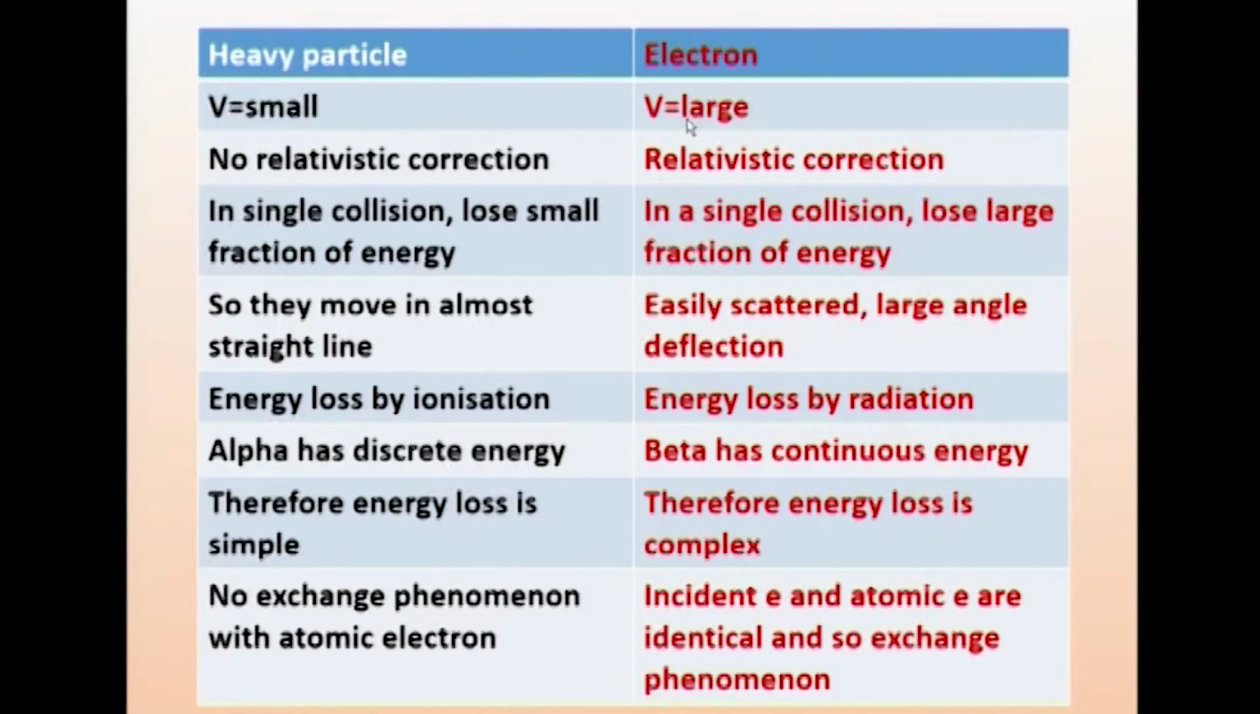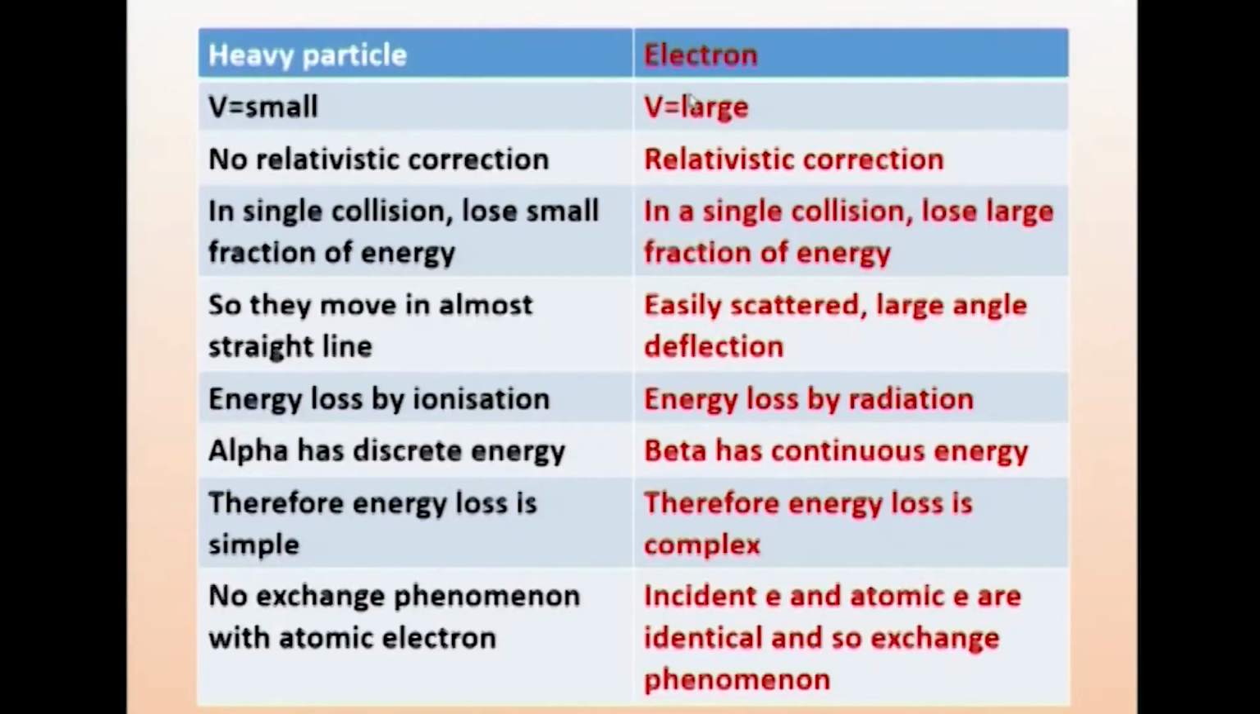Here for heavy particle, V is small. Therefore, velocity will be small, because for a given energy, E equal to half mv squared, mass is larger, velocity is small. Here V will be large, because E equal to half mv squared, mass is smaller, velocity will be large. Therefore, for heavy particle, no relativistic correction, because the velocity is small. For electron, relativistic correction is required.